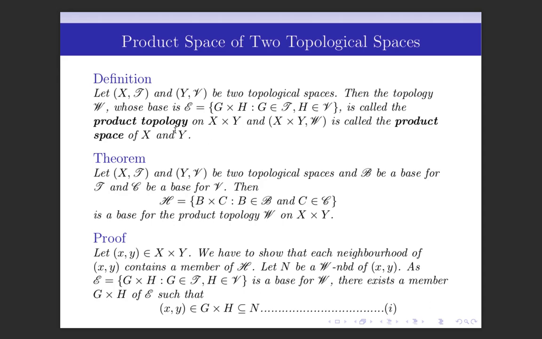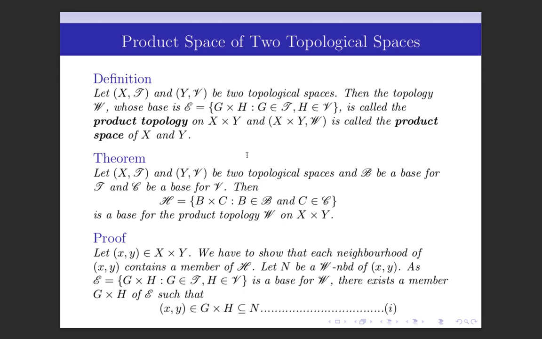In the last theorem, we have shown that this collection E is a base for some topology, and so that topology whose base is E is called the product topology on X cross Y. And the space X cross Y together with the product topology is called the product space of X and Y.